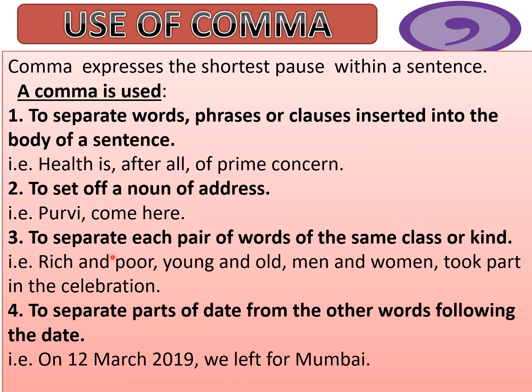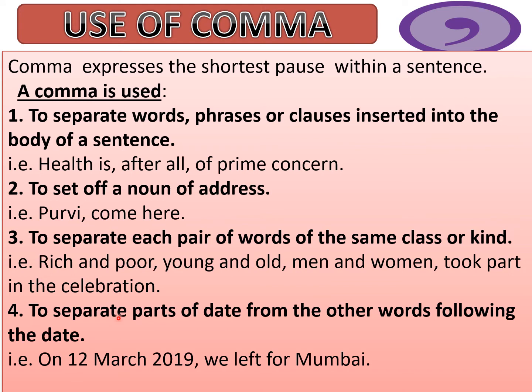Next rule is to separate each pair of words of the same class or kind. Suppose some pairs are given here but you need to separate them. So how will you separate them, distinguish them from the other part of the sentence? You will just set them apart by using a comma in between each pair. For example, rich and poor, young and old, men and women took part in the celebration. So each pair has been separated while using a comma in between.